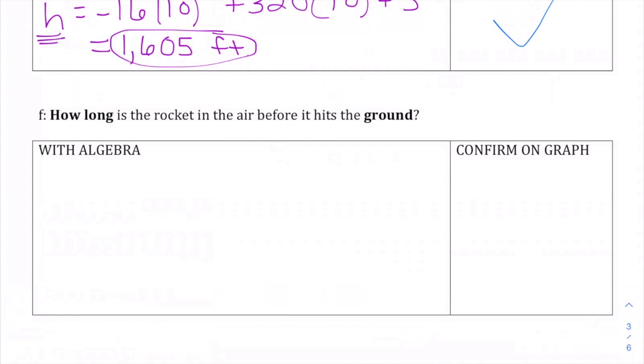For this last question, we normally would show you how to do this with algebra using something called the quadratic formula and how to do it on Desmos, but we're actually only going to do it on Desmos this week. So anytime you see this question, how long does it take before it hits the ground? When you see that this week in your classwork, you are just going to use Desmos to answer this question.